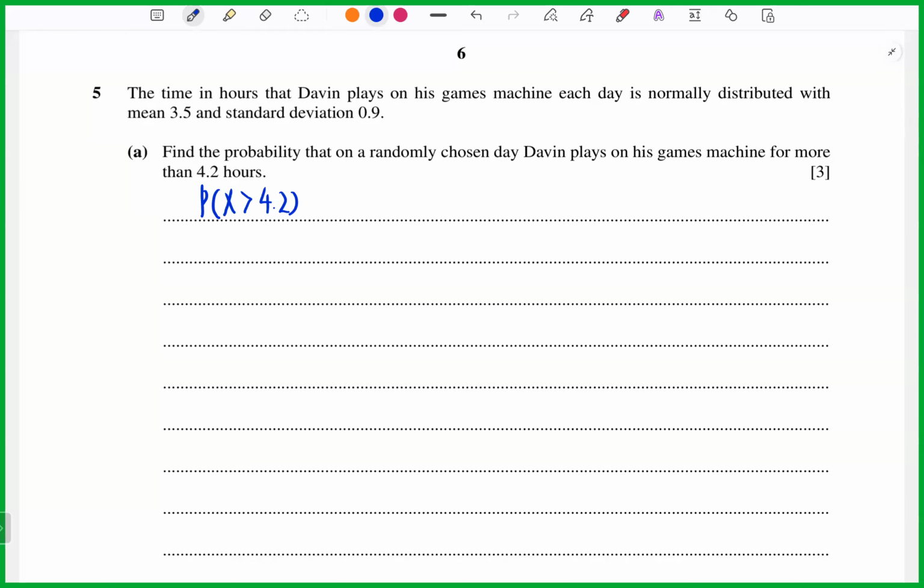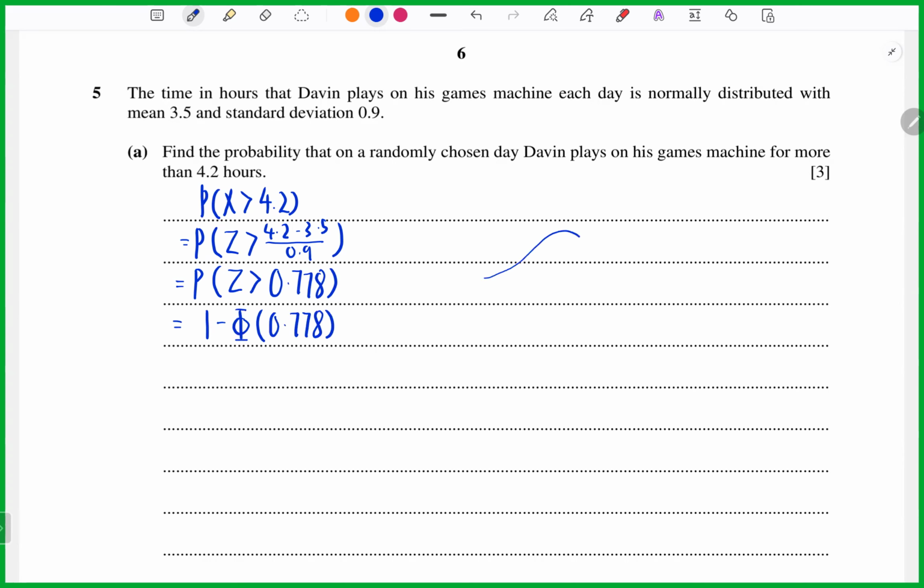Now I need to open my tables first. So let's start. You can take Z more than (4.2 minus 3.5) over 0.9. So P(Z more than 0.778). You see it's more than, right? So you should take less than. 0.778. Now I sketch the graph for you.